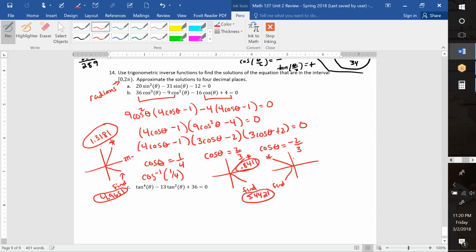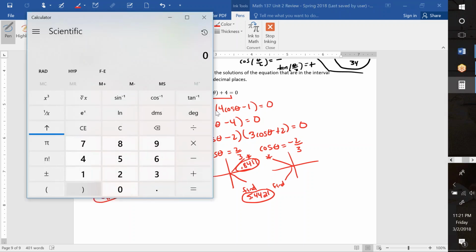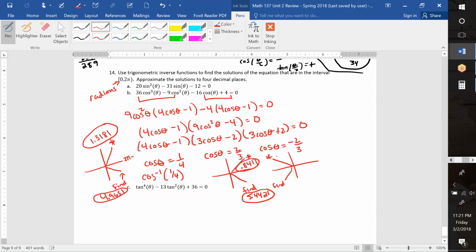Okay. And then the negative one should have the same reference angle here, but if we do it on the calculator, it'll give us that in terms of 0 to pi radians. So this is 2/3, and it's negative. Cosine inverse, that's 2.3005.